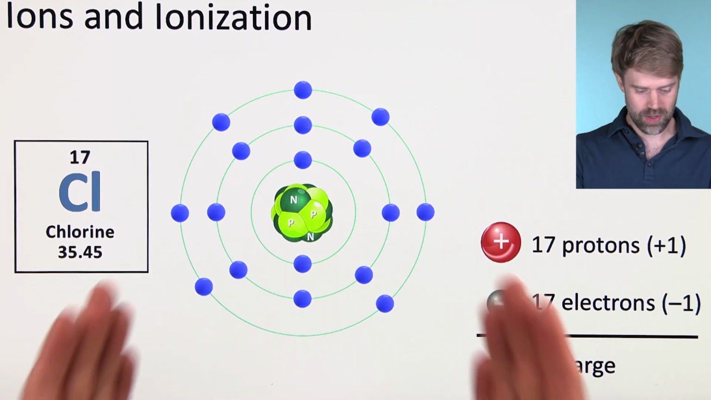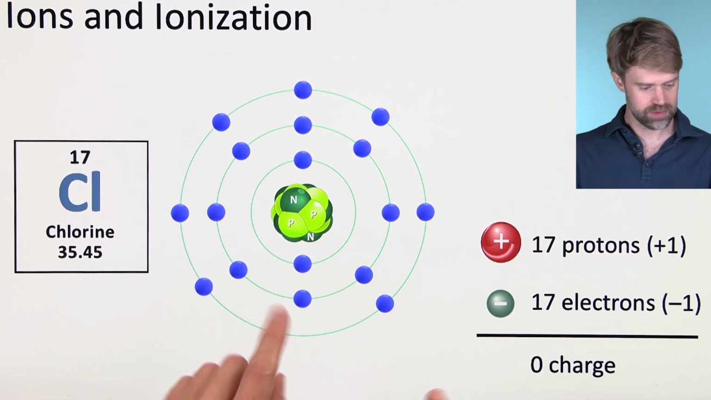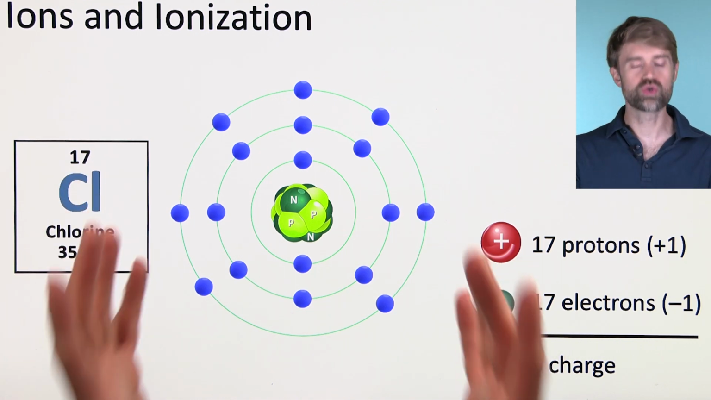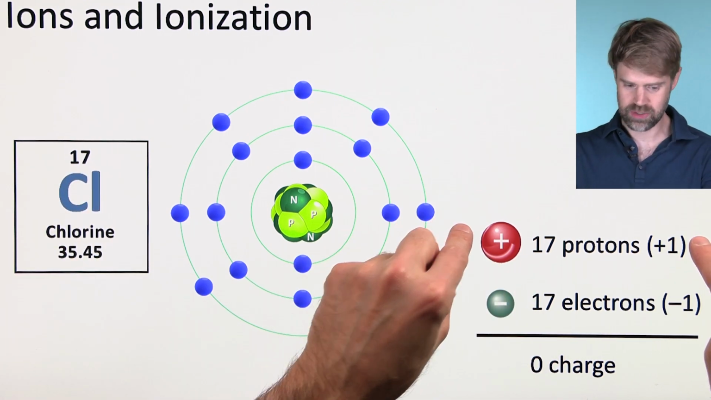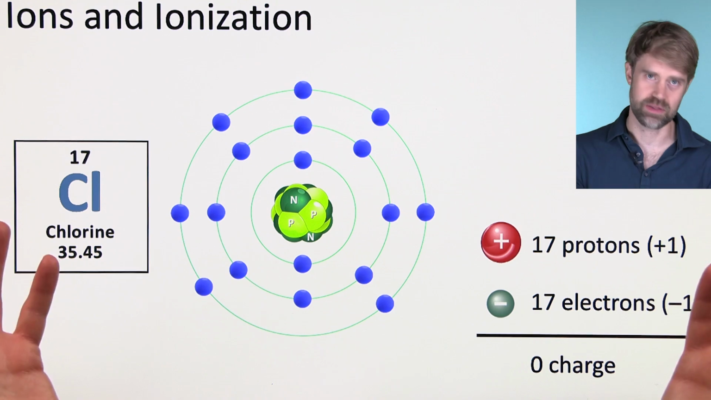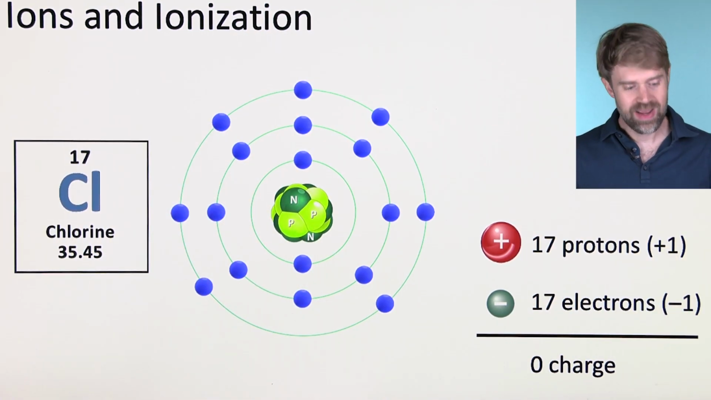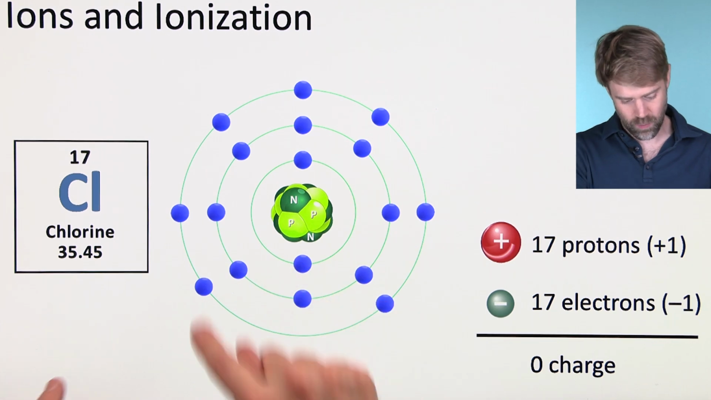Now, let's look at what happens in the opposite situation when an atom gains an electron. Here we have a model of a chlorine atom. If we look at the periodic table, we see that it has an atomic number of 17. So, neutral chlorine has 17 protons, 17 electrons. But here's the thing. Chlorine doesn't like being neutral. Chlorine likes to gain an electron. So let's give it one right here.